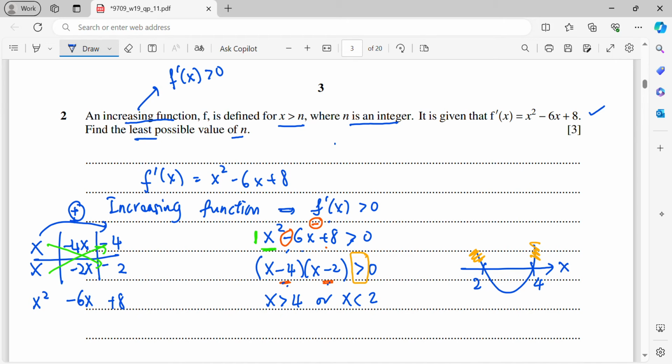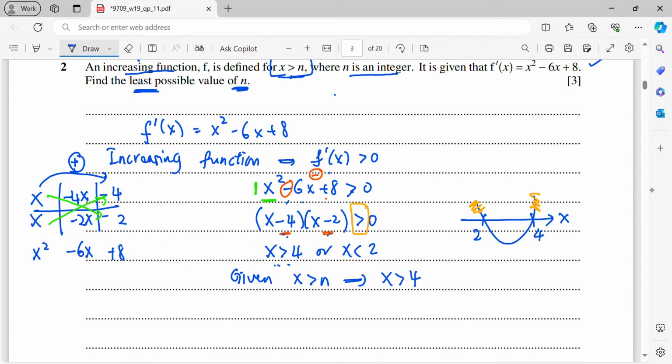Okay, not finished yet, sorry. Here I found the x, but then you need to find out the least value for n. So x is greater than n. Given x is greater than n, we have to choose x is greater than 4. Therefore, hence the least n equals 4.